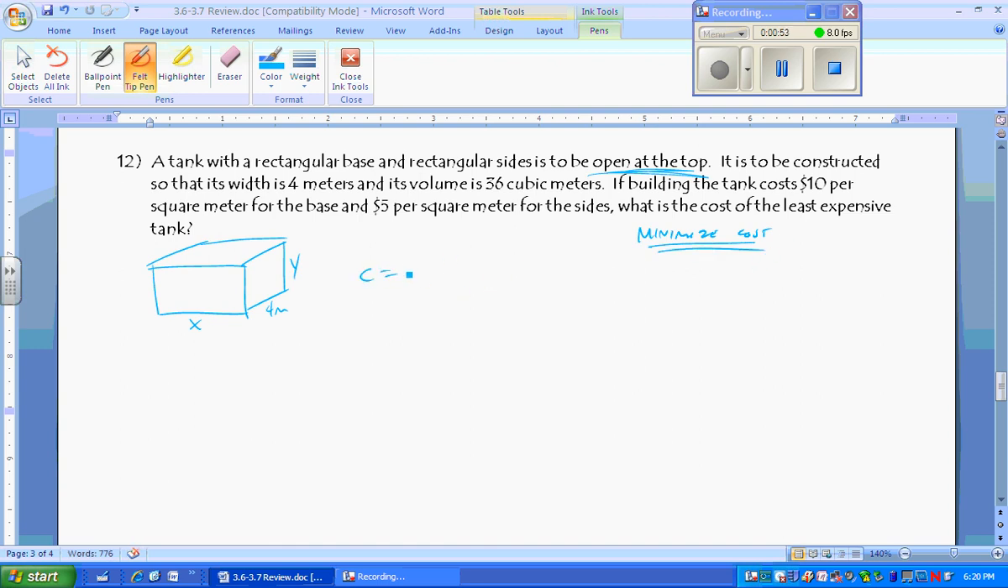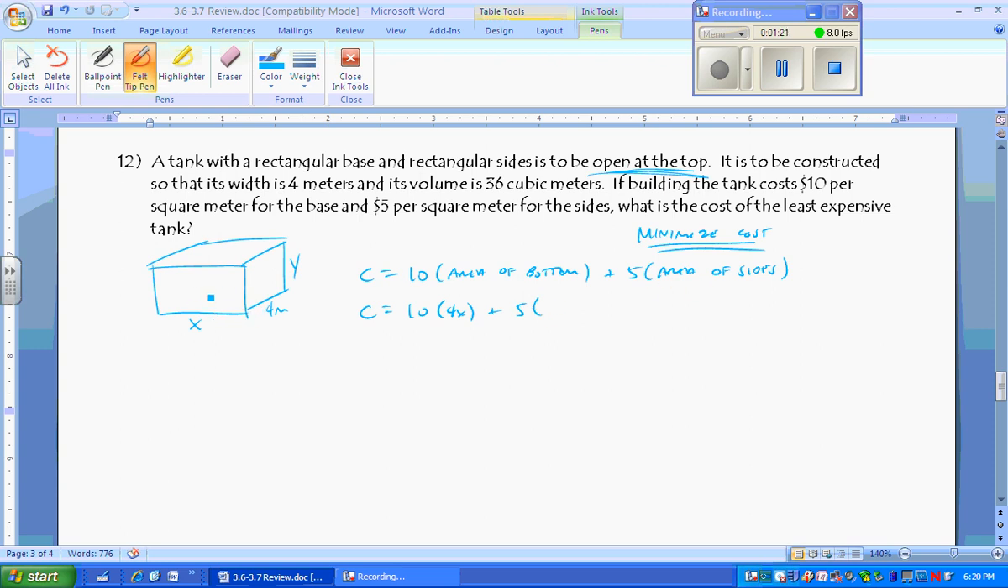So the cost here is going to be $10 times the area of the bottom plus $5 times the area of the sides. Remember, it's open on top, so there's no area of the top. So C equals 10. Area of the bottom is going to be 4x, plus 5 times the area of the sides.